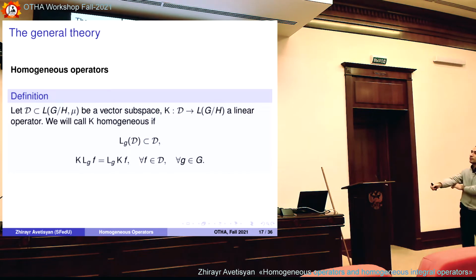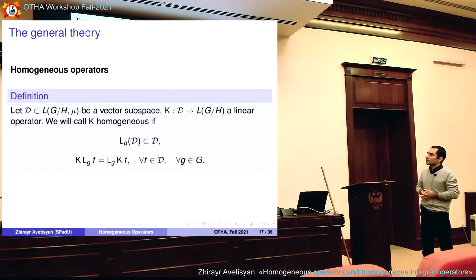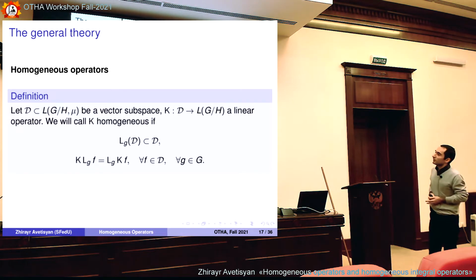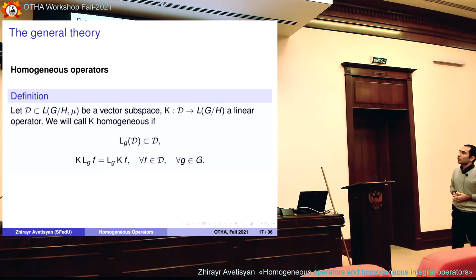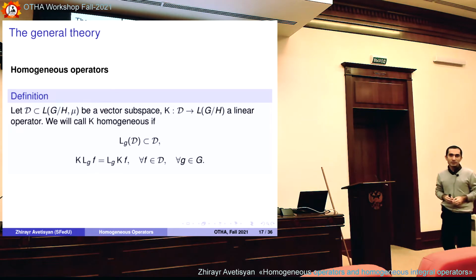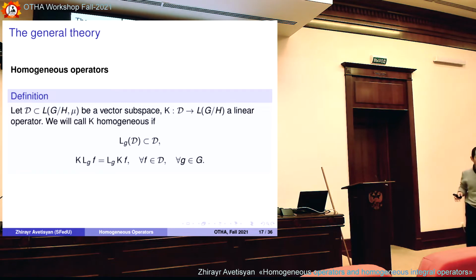Okay, now let's come to the homogeneous operators themselves. So I have a vector subspace of all measurable functions, and I have a linear operator K. We call the operator K homogeneous if the domain is invariant under the transformations from G, and the operator commutes with this quasi-regular representation. So basically, your operator is invariant under dilations. We call such operators homogeneous at this level.